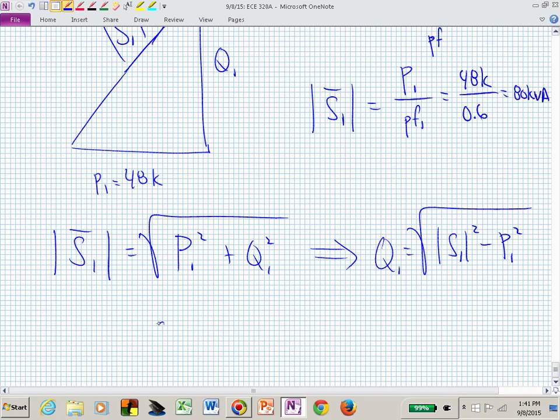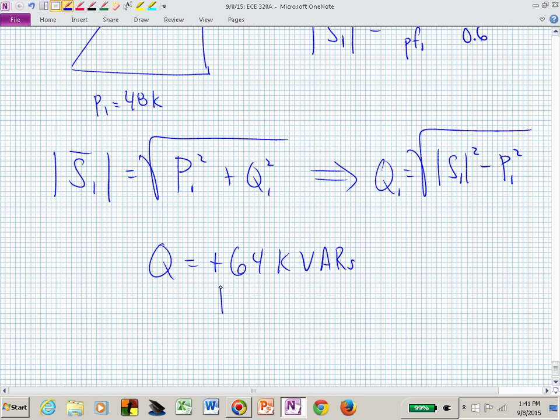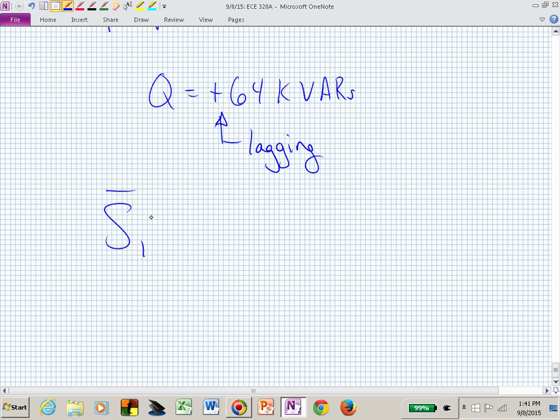So that now Q1 is equal to 64. The square root could be plus or minus, but we know it's plus because it was lagging. We know Q needs to be positive, so this is going to be a positive 64 kilovars. It was plus because of the lagging. So that now S1 is 48 plus J64 kVA. Did we get that?